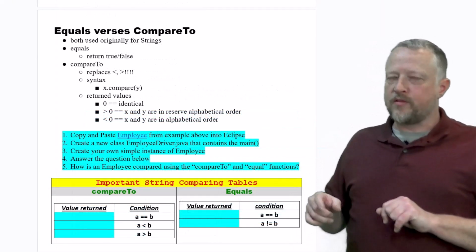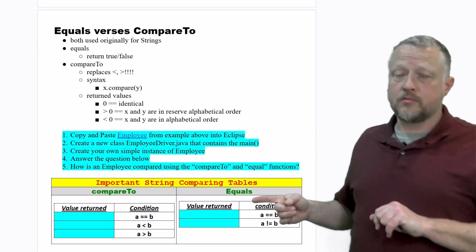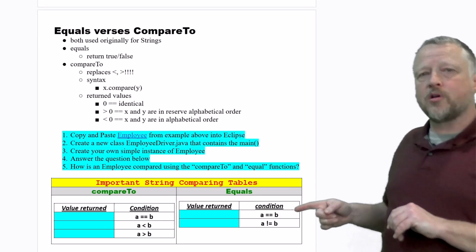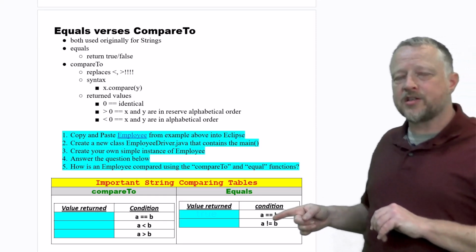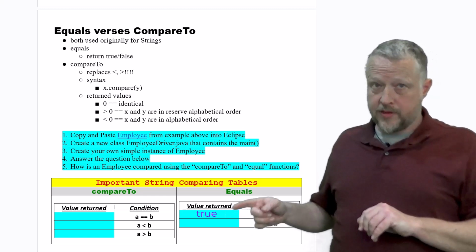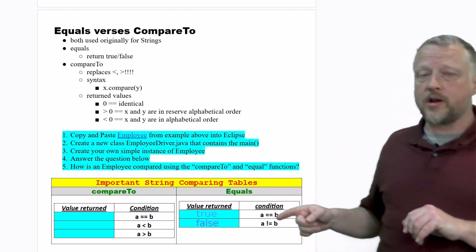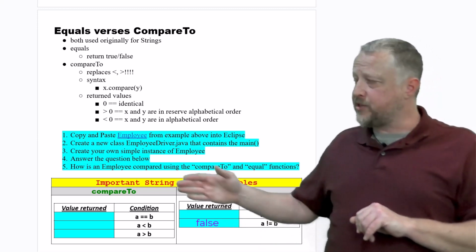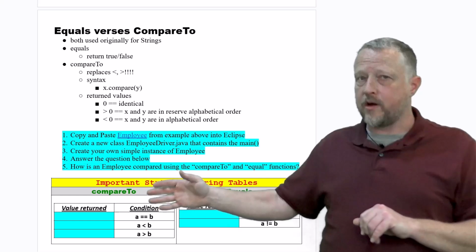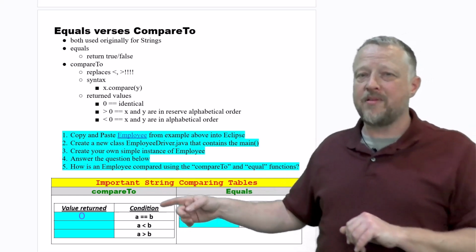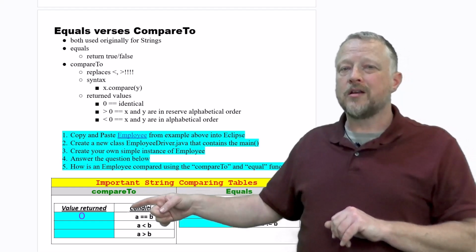Let's do the easy one first. Equals is going to be easy. If two items are exactly the same, what's the value that's going to be returned? It's going to be true. If they are not equal to one another, it'll return false. That's very different than the next one over. Very different. If two items are exactly the same, it'll return a 0.